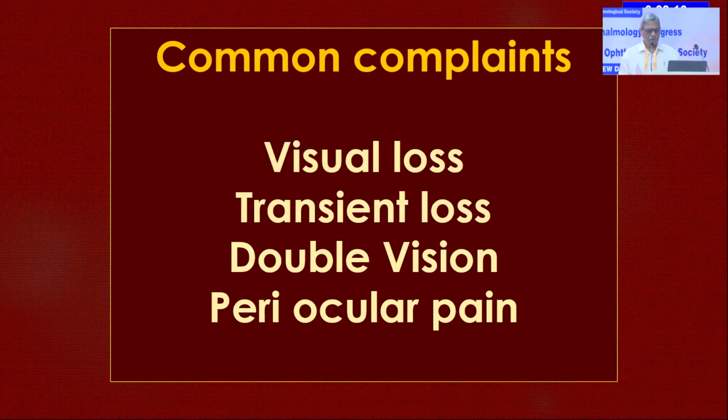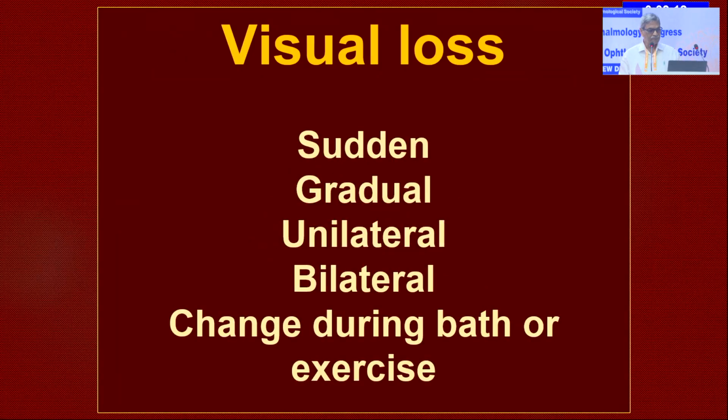See, as in any examination, they have got history. Visual loss, is it transient, or is double vision there, is periocular pain there. Then we have got visual loss when it's there. Everyone knows, you are supposed to write visual loss or diminished vision, gradual, sudden, like that you're going to write.